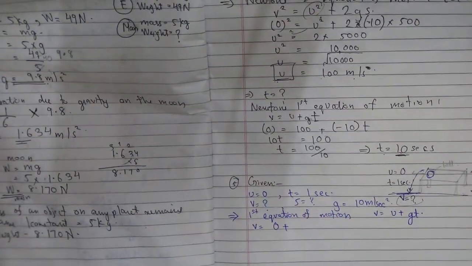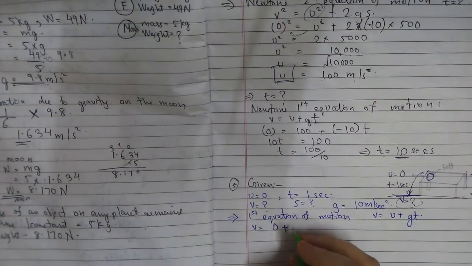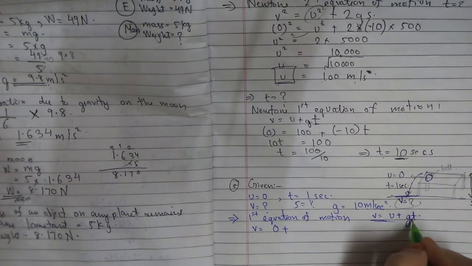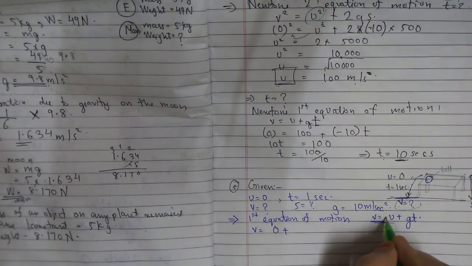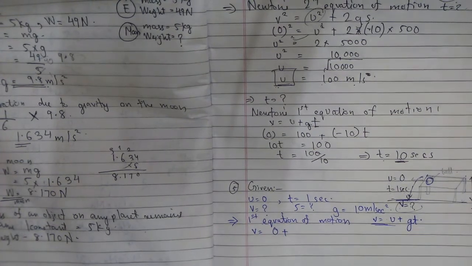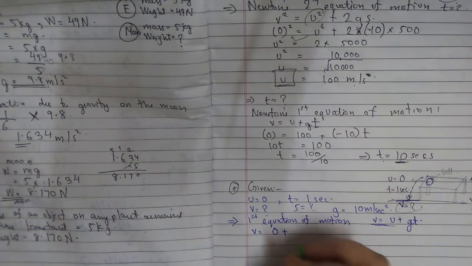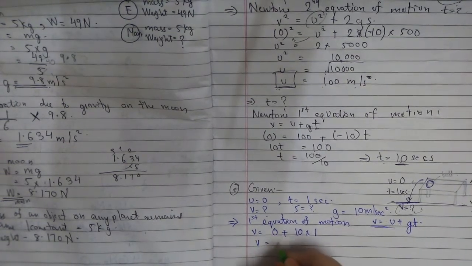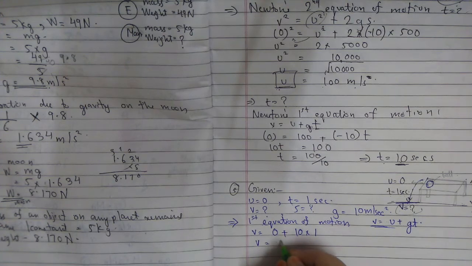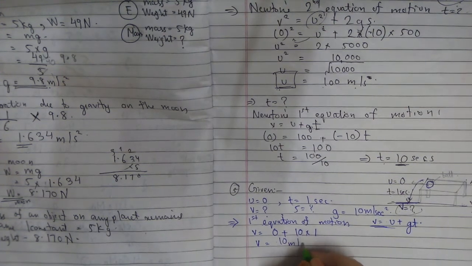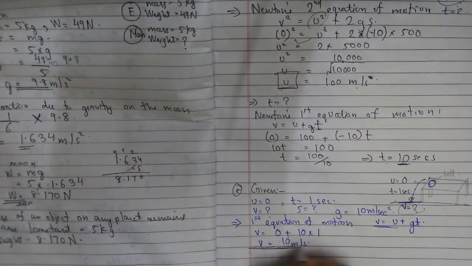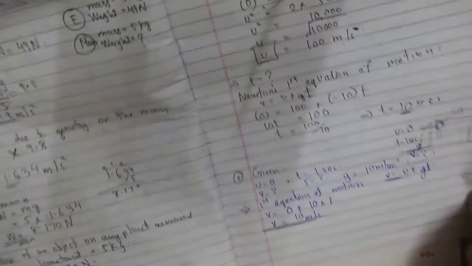Okay, so here also we will use the first equation of motion, that is v equals u plus gt. Now we have to calculate v. The value of u, initial velocity, is 0, g is given as 10 and time is 1. So the value of v is 10 meter per second. All right, so here we have calculated the value as 10 meter per second.